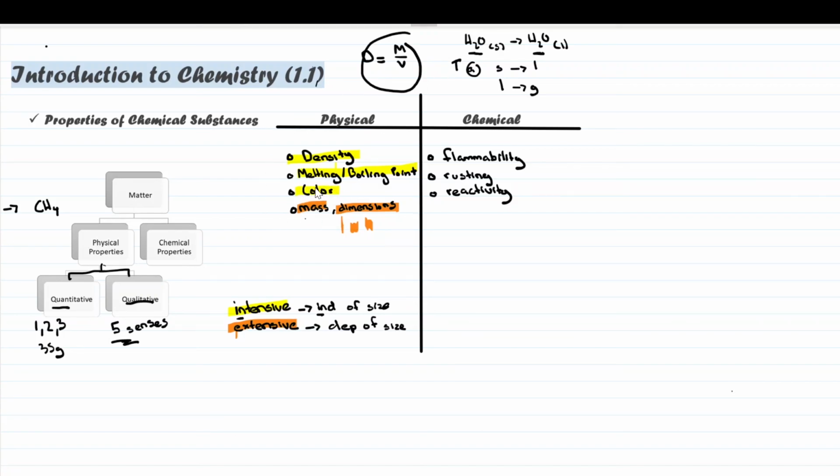Okay, that is all for this video. In this video, we looked at the properties of chemical substances. We looked at physical and chemical properties. We looked at quantitative and qualitative physical properties, and we looked at intensive and extensive properties.